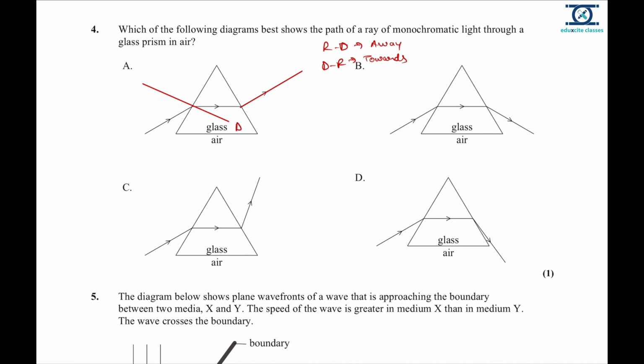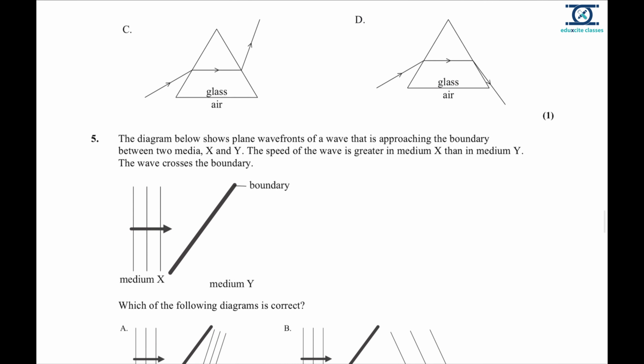Now it is moving from denser to rarer, so it will move away from the normal like this. This is clearly shown by option B. So this is your correct answer. Why is this not the option? Because if the line is parallel with the base of the prism, this angle and this angle have to be equal, only when this is parallel with your base of the prism. So option B is the right answer.